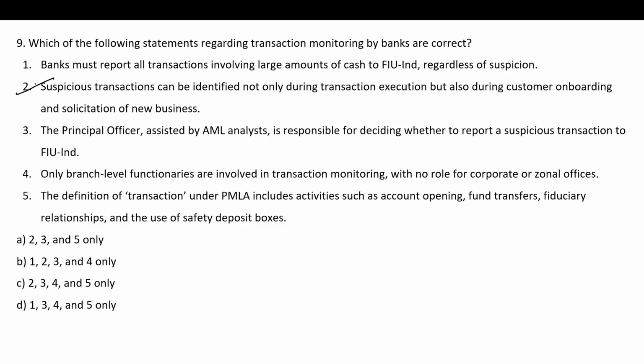The principal officer assisted by AML analyst is responsible for deciding whether to report a suspicious transaction to FIU IND. Yes, it is the principal officer who can decide. Only branch level functionaries are involved in transaction monitoring with no role from corporate or zonal office. This statement is not true. So this is not correct. The definition of transaction under PML includes activities such as account opening, fund transfer, fiduciary relationship, and use of safety deposit boxes. This statement is also correct. So 2, 3, and 5 are correct, making option A as the correct answer.